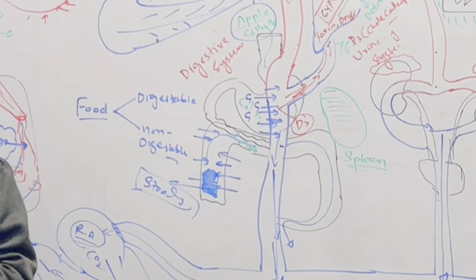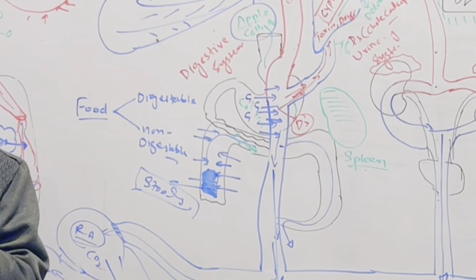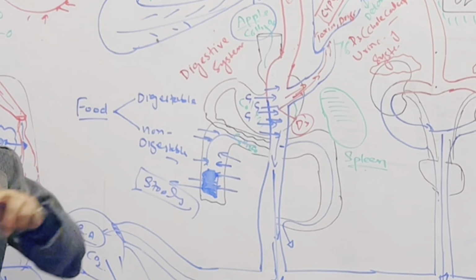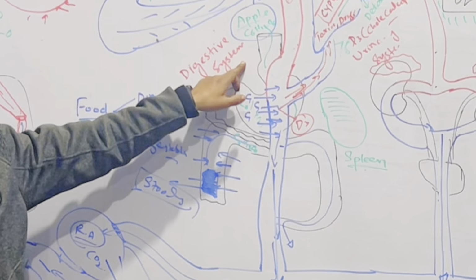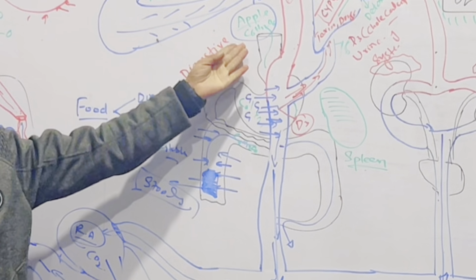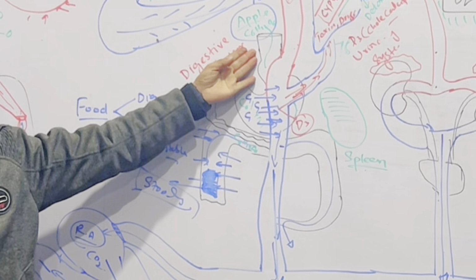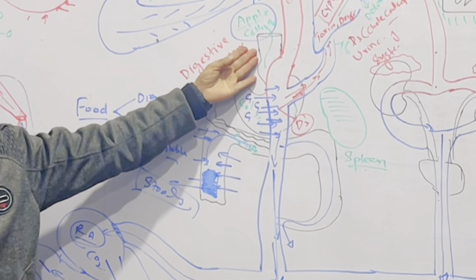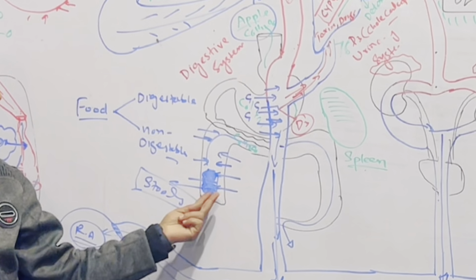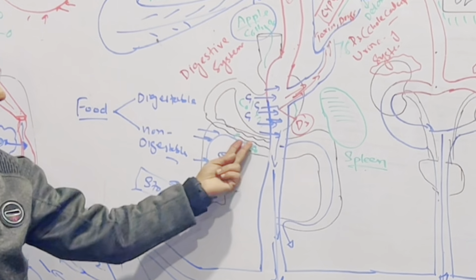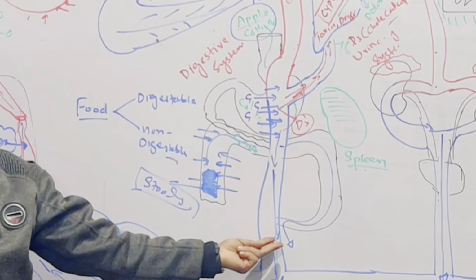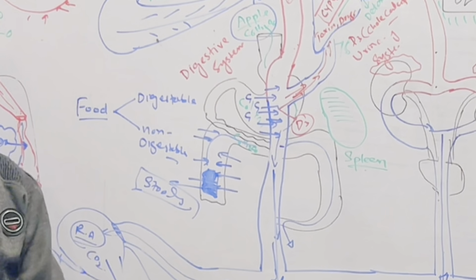So the digestive system has a dual role. The one is taking in nutrition, in the form of glucose, proteins, lipids, electrolytes, and carbohydrates. But it also has the role of removing waste products from the body. The second thing, we have the liver.